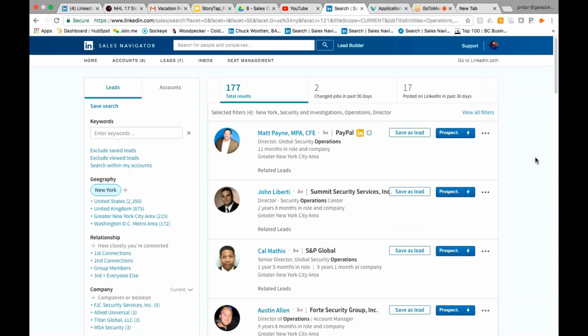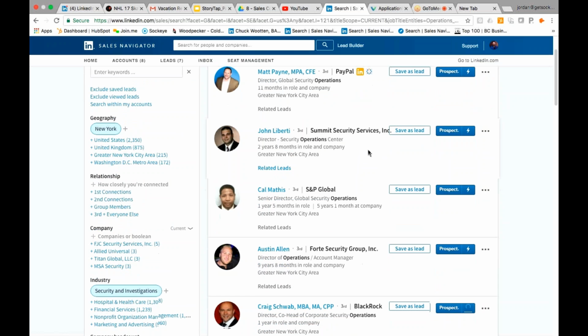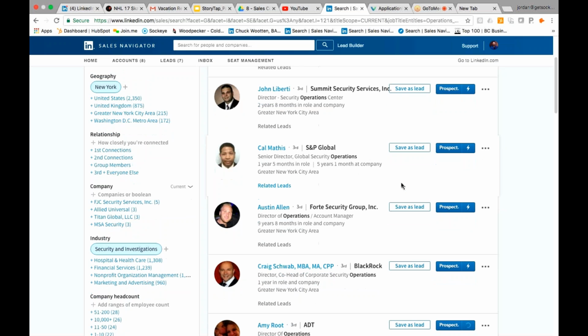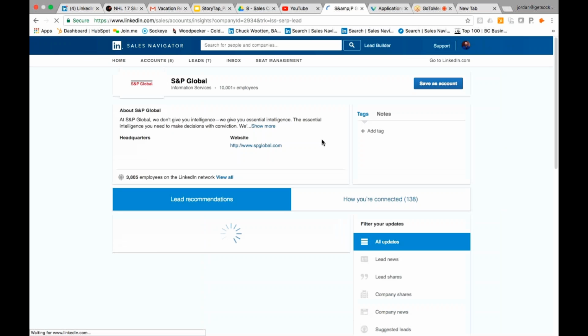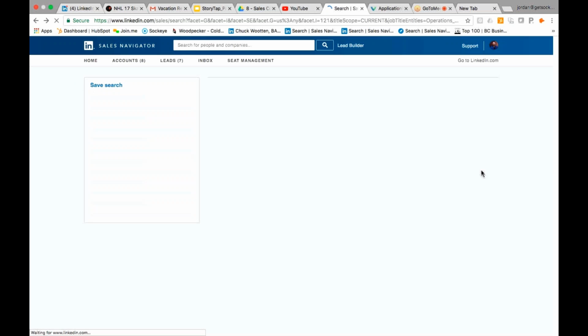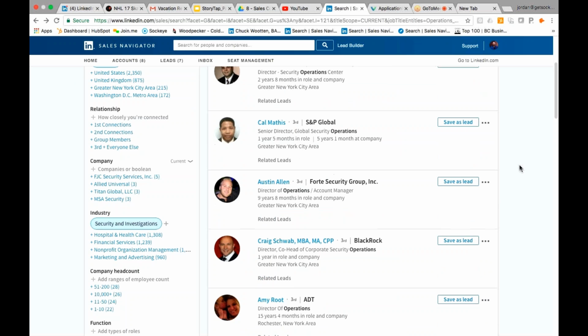Let's see. Are any of these some of the ones that you came across? For example, PayPal wouldn't be the best bet for you guys. Some security services would. S&P Global. With security investigations, you also have to click on S&P Global and make sure it's actually a physical security company. You've got to do the due diligence for sure. So this one wasn't, so I wouldn't include him. Information services. Okay, let's walk through it together.